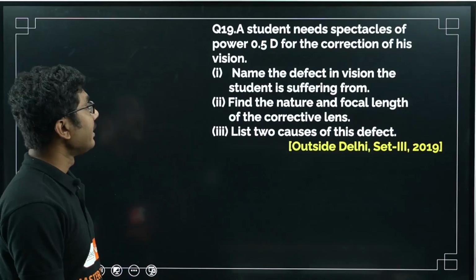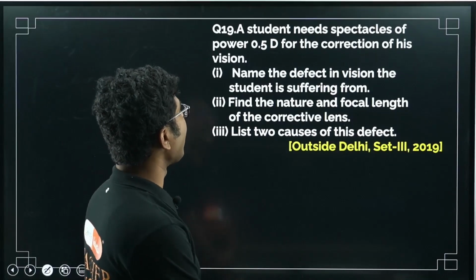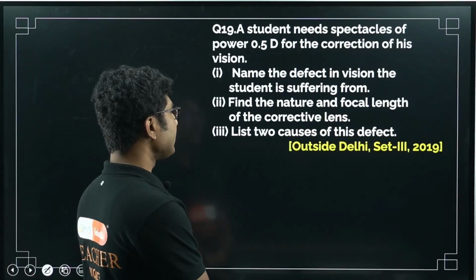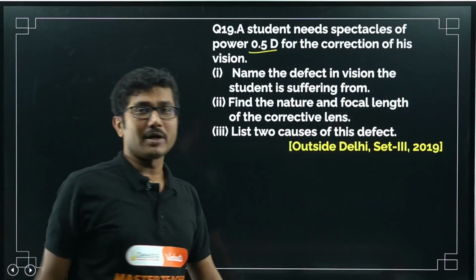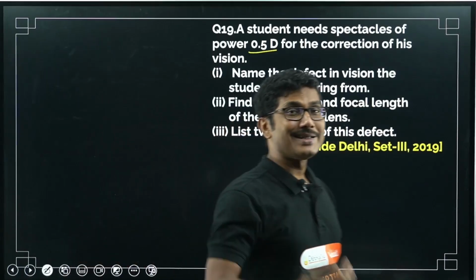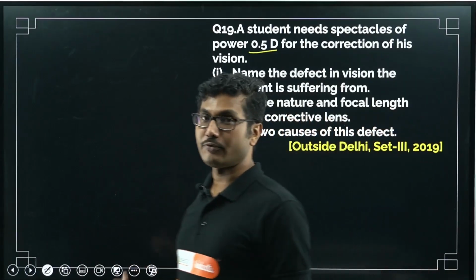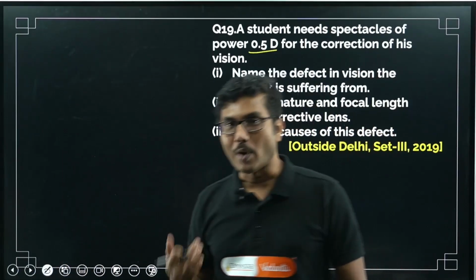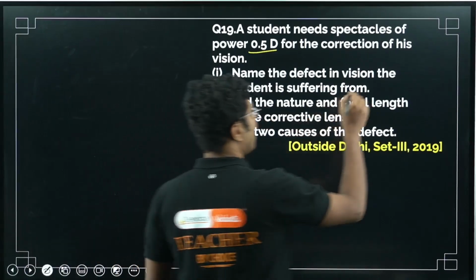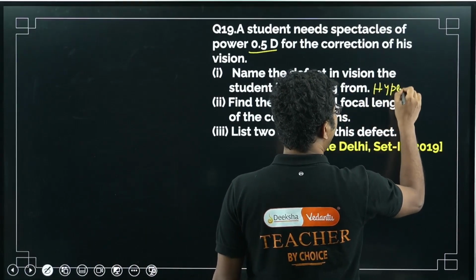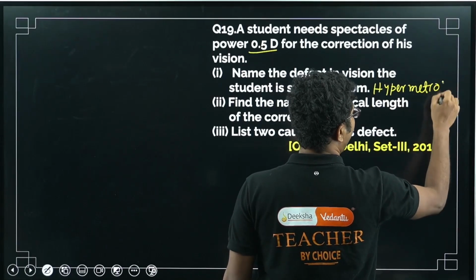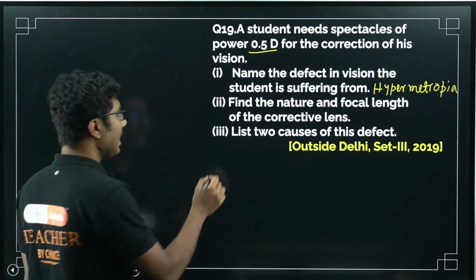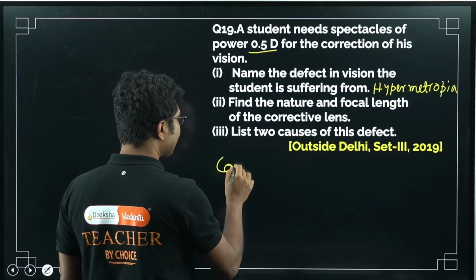Next question: a student needs spectacles of power plus 0.5D for the correction of his vision. Name the defect of vision the student is suffering from. Plus power means what type of lens do we need? What lens has a positive power and positive focal length? Only a convex lens has positive focal length and positive power. So a convex lens means what type of defect? It is hypermetropia. And find the nature and focal length of the corrective lens. The nature, obviously, because it's a plus power, is a convex lens.